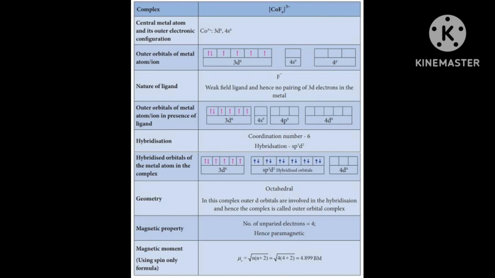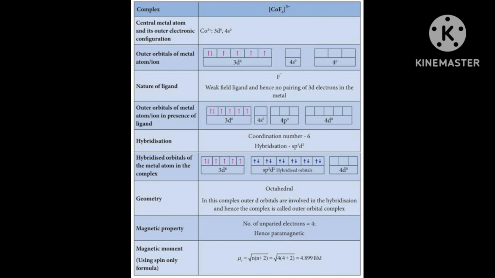I told you it is usually possible to predict the geometry of a complex from the knowledge of its magnetic behavior. I want to tell you about the magnetic behavior. From the magnetic behavior, it is possible to predict the geometry of a complex. How? On the basis of valence bond theory, from the magnetic behavior, you can know the geometry of a complex ion.